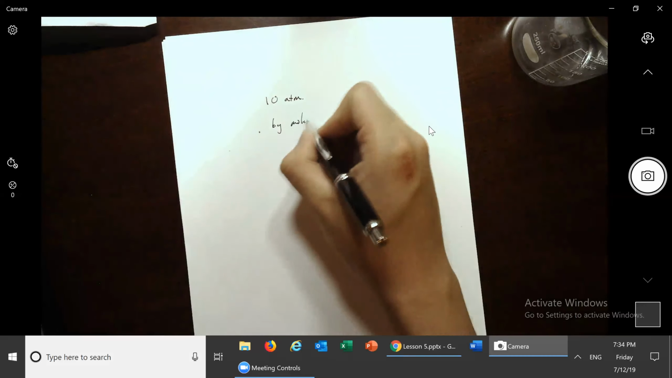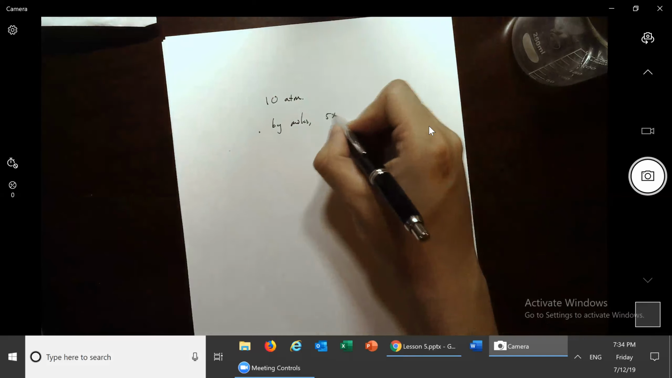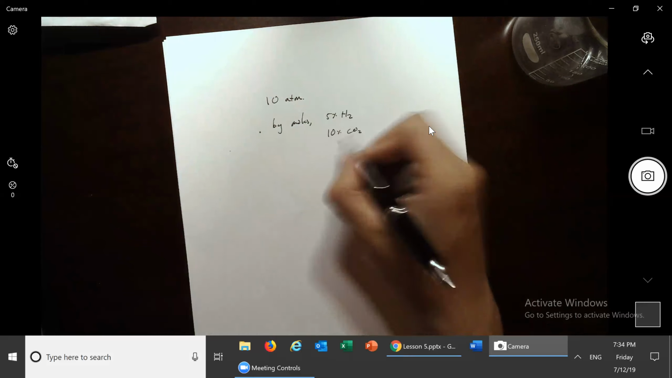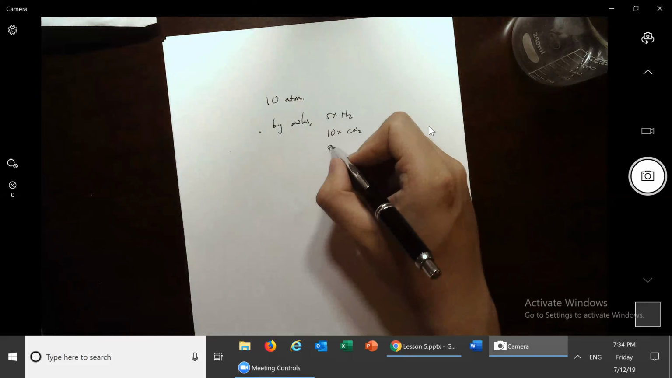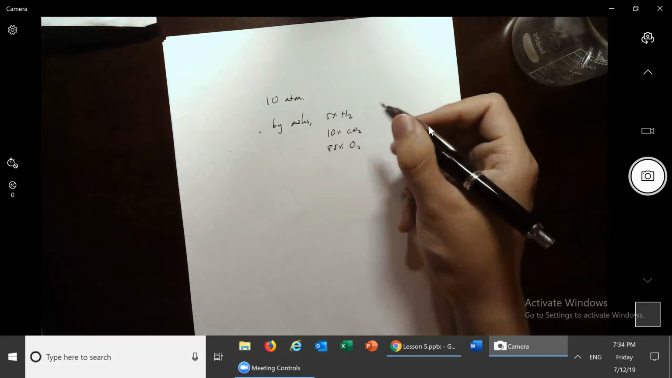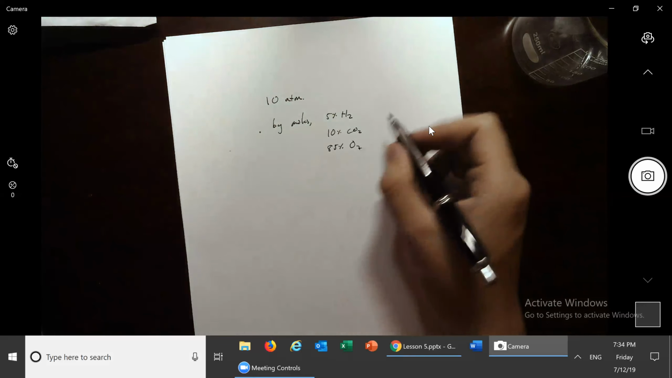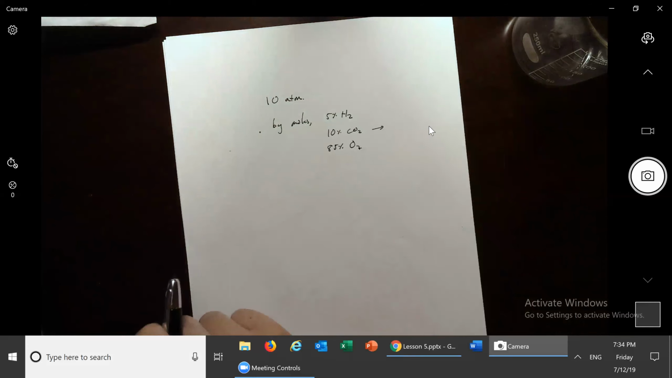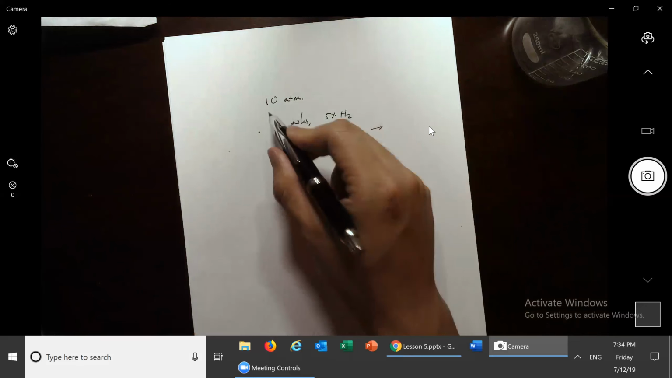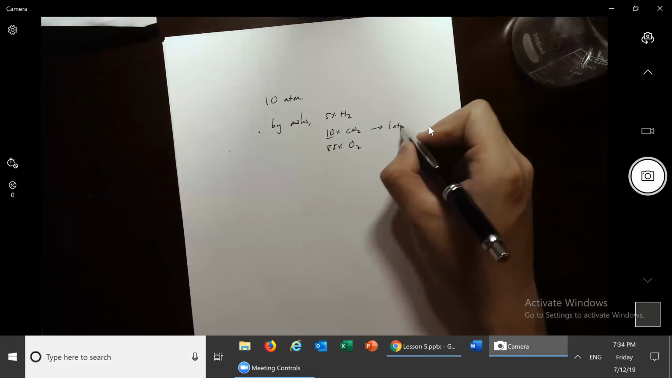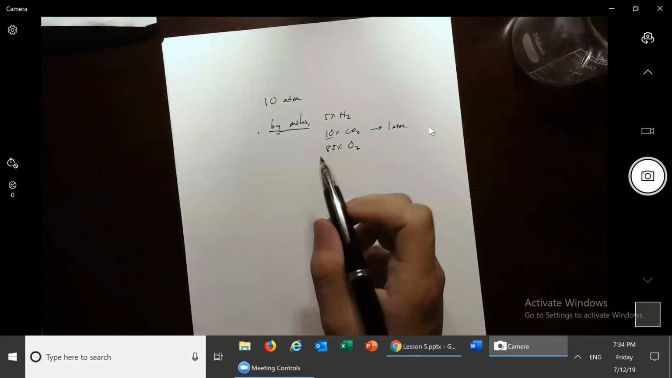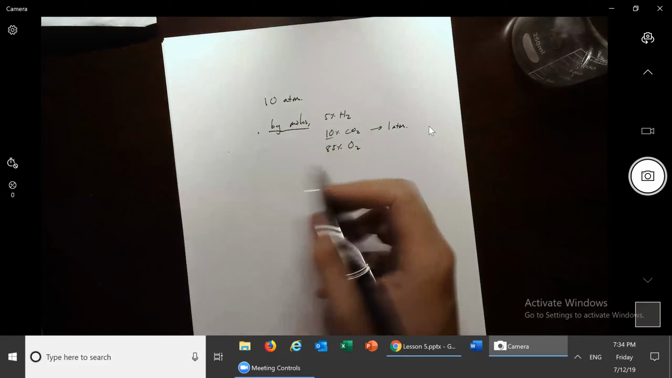it's 5% H2, and 10% CO2, and 85% O2, okay? And let's say we want to know what the partial pressure of CO2 is. So the partial pressure of CO2 is just 10% times 10 atmospheres, so 1 atmosphere, okay? And you might have noticed that I said by moles. So I want to introduce the concept of the mole fraction.